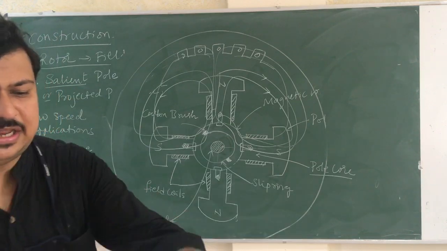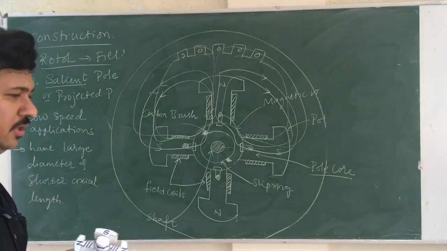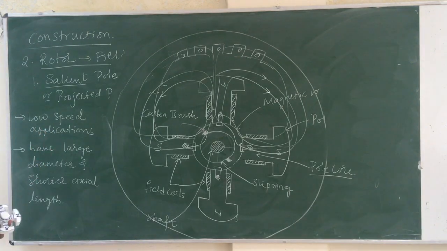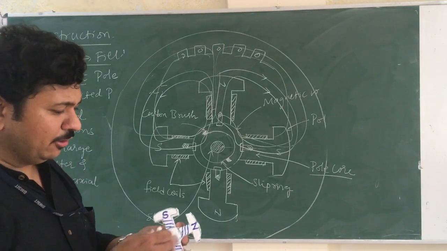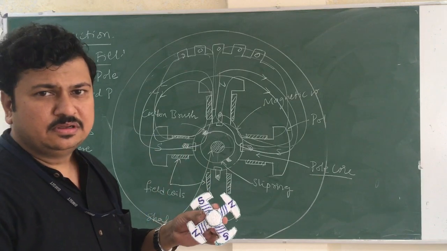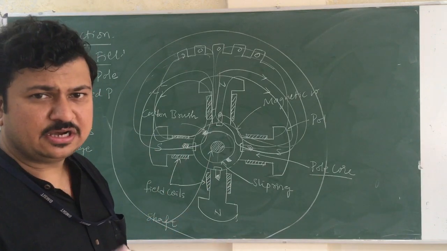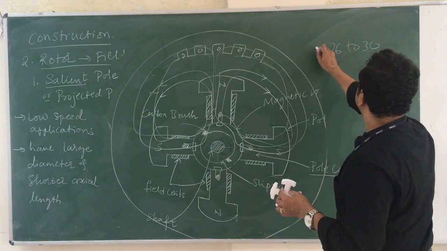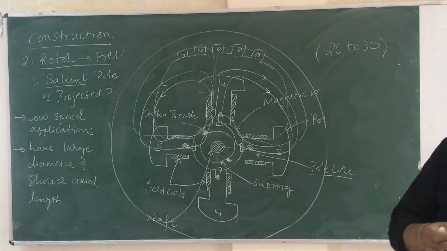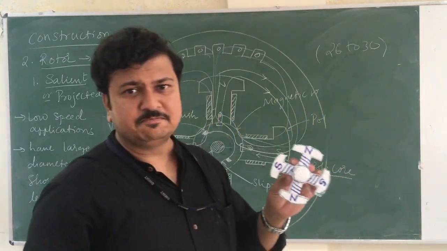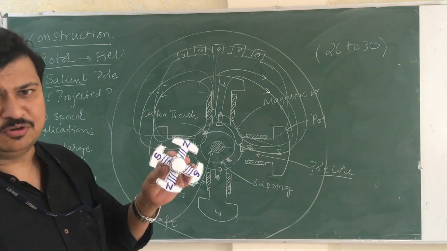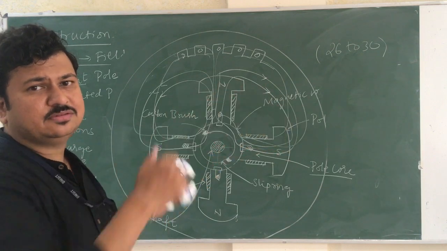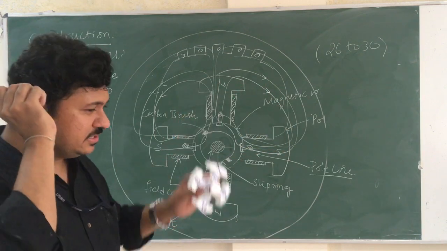And this salient pole rotor I will be using for low speed applications. Why? Because if I have to place a large number of poles, okay, if you take a hydroelectric generator, the number of poles is around 26 to 30. If I have to place a large number of projected poles, then the diameter of the rotor should be large. Why will the diameter of a hydroelectric generator be large?